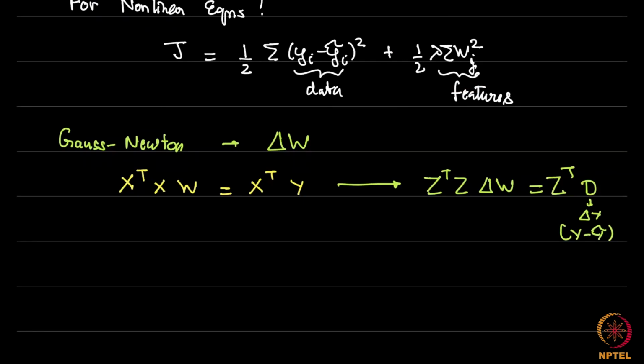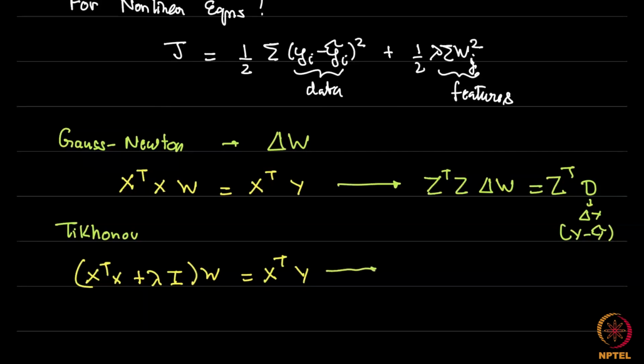So similarly for Tikhonov, when you have X transpose X plus lambda I times W equal to X transpose Y, you can derive this in exactly the same way that we derived Gauss-Newton. I will save your time by not doing that. Some of you can see this intuitively: Z transpose Z plus lambda I, times delta W, equal to Z transpose delta Y. So the only change, really speaking, is this. This is the additional Tikhonov term.